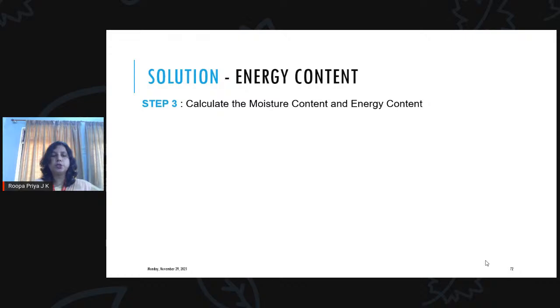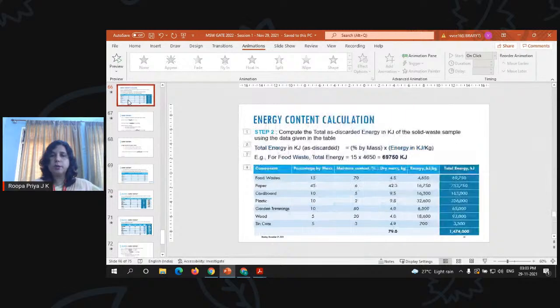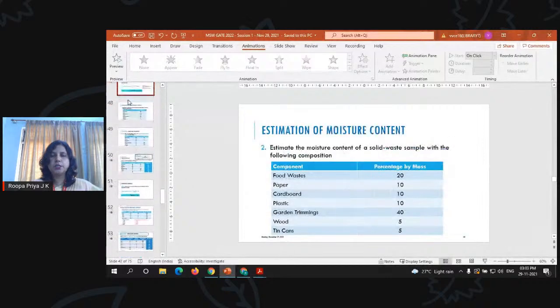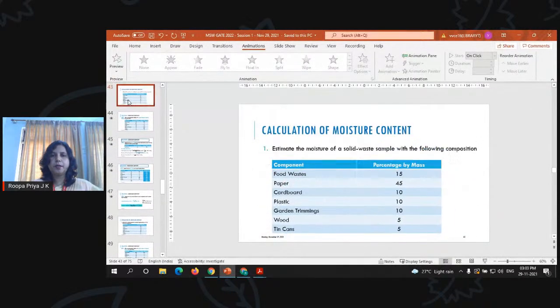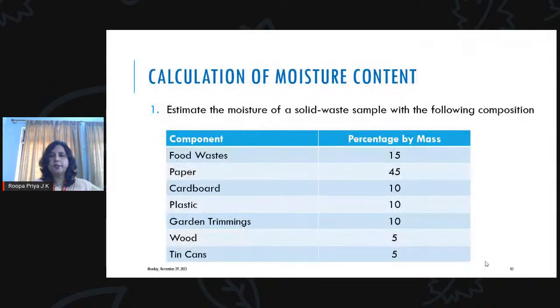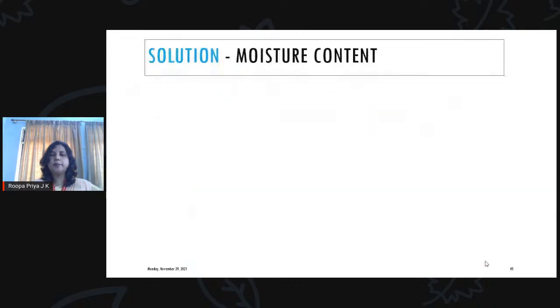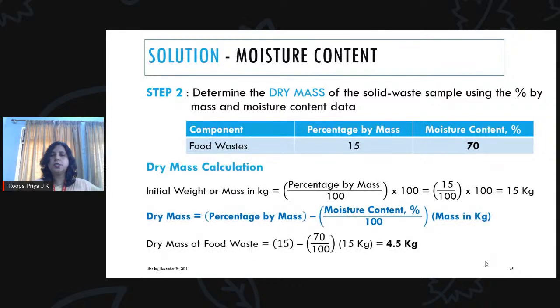Before we get into the actuals, I would like to again take you through a few important questions which are normally asked, that is, the moisture content. Please remember, this is how we evaluate the moisture content when the values are given. If this is the question given, the first step is to compute the table and calculate the dry mass. First of all, we have to convert the mass given in percentage to kg, and then use this mass in kg to calculate the dry mass.